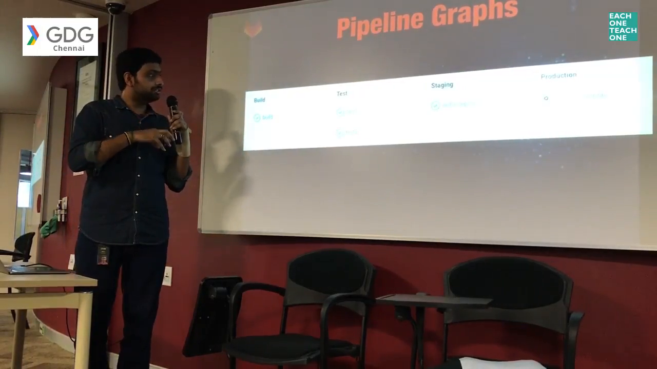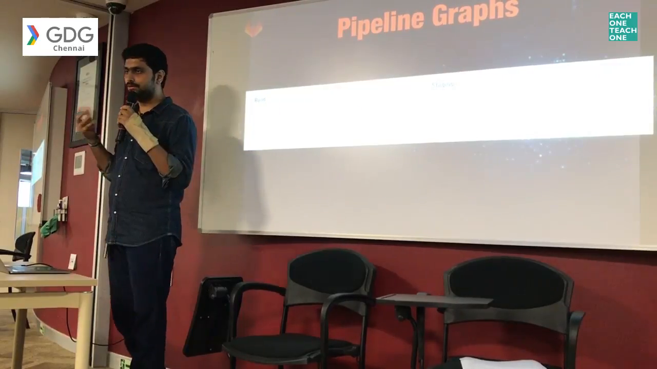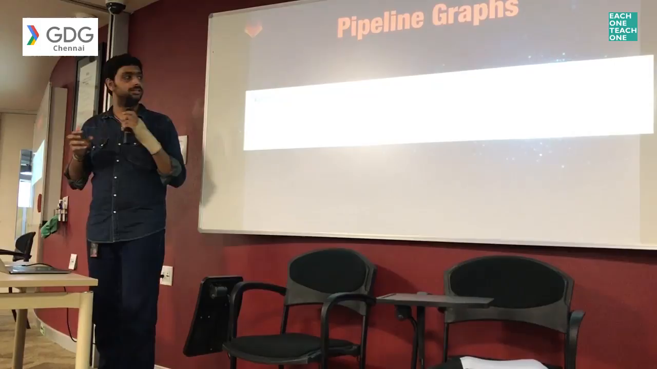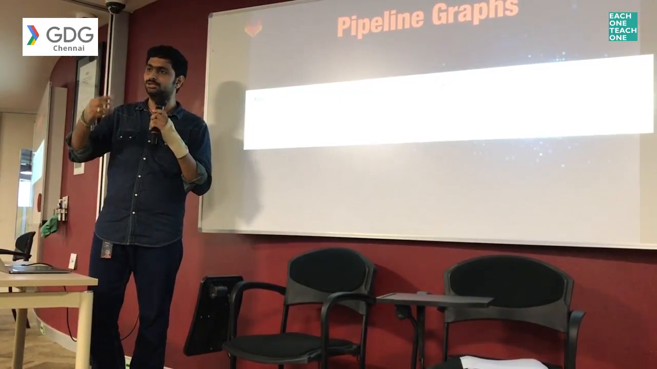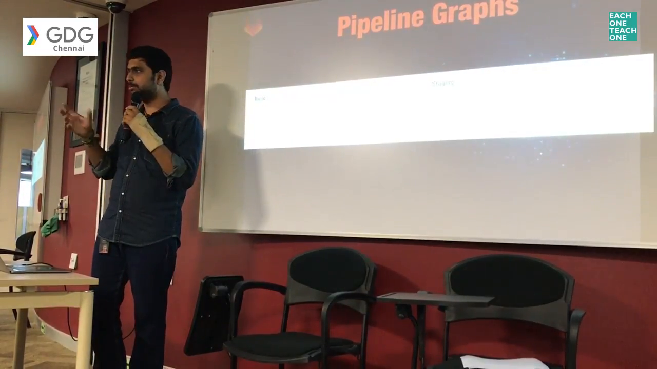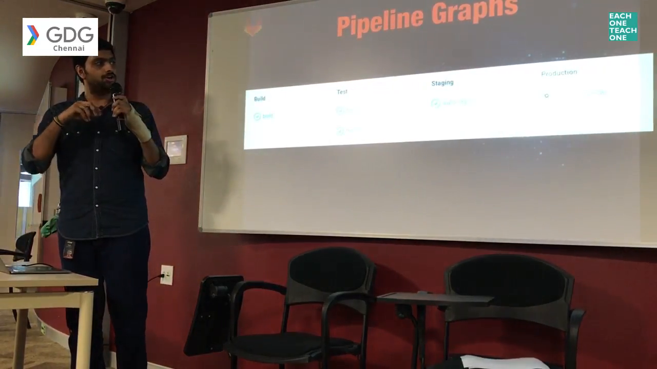So what we do is build, and then during the testing phase, we have unit testing, Espresso testing, everything. So once that is passed, you can go to the staging phase, where you can deploy to production or alpha or beta channel, or if you have any internal deployment tools, you can use that. And deployment to production can be automated or manual.